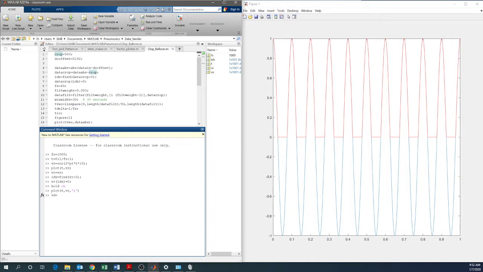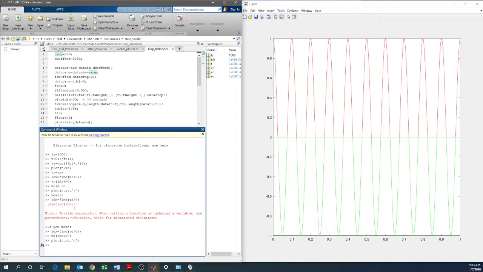VD is going to equal Vs. IDX is equal to find VD greater than 0. And then VD of IDX is equal to 0. Plot t, VD. We'll make that one green. And you can see it's exactly what I told you. They line up on top of each other, but it's an absolute value function. So that's the basic idea of what we get out of a rectifier, at least a half-wave rectifier.